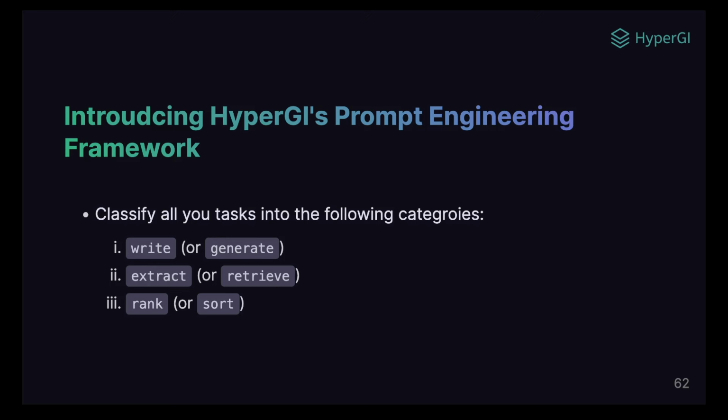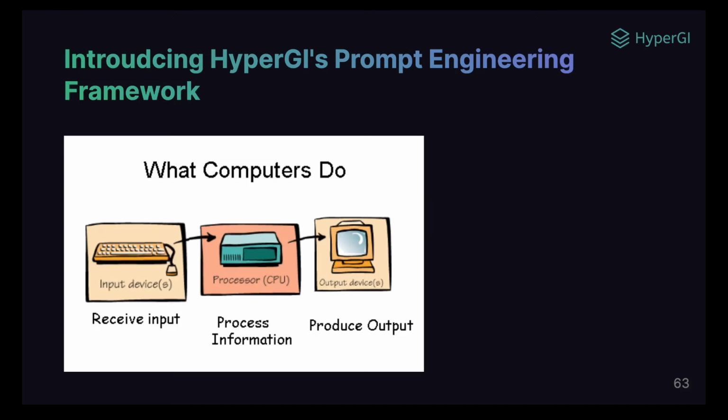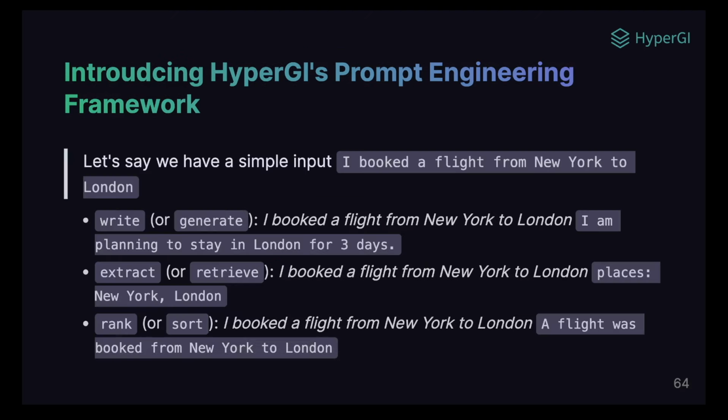Keep this big picture in mind, because any computer in the end just receives some input, processes it, and generates some output. So let's say I have some simple input, something like this: I booked a flight from New York to London. If you want them to write, then you probably give some instructions, like let them create, I'm planning to stay in London for 3 years.